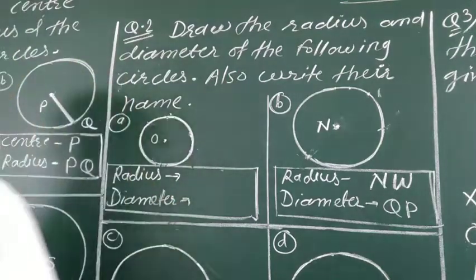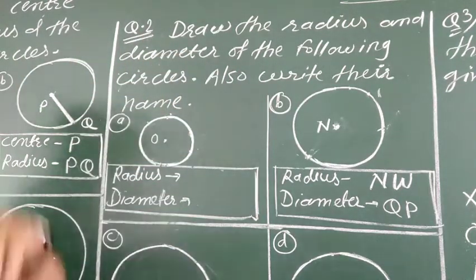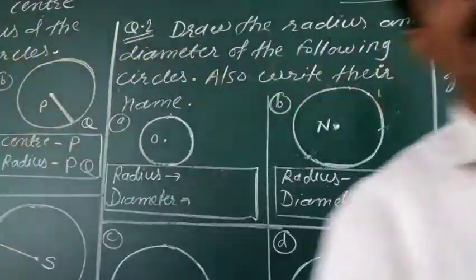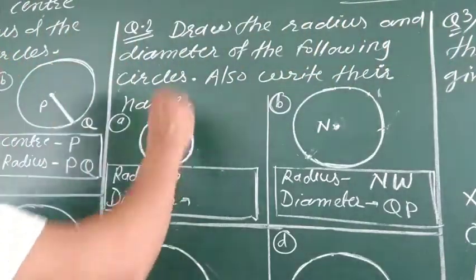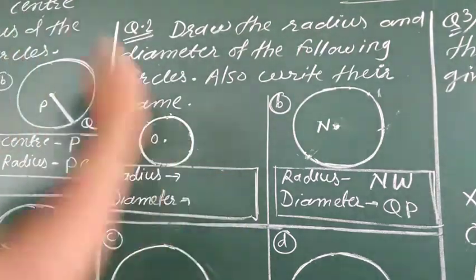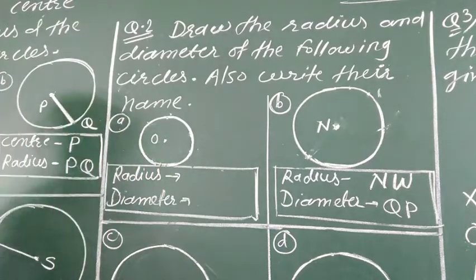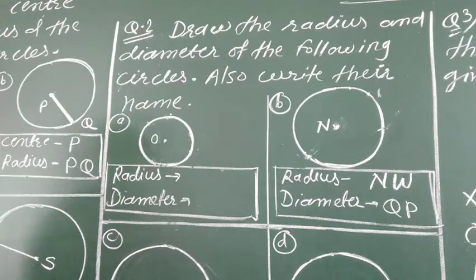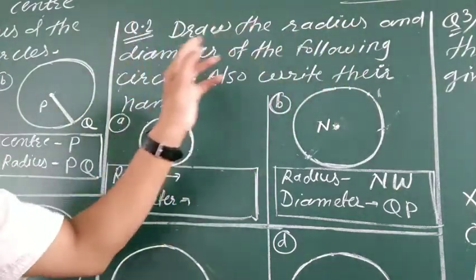Also write their names. Here are some circles given only with the center point. In these circles we have to draw the radius and then the diameter, and in the box we have to write the name of the radius and the name of the diameter. See, this is circle A, a circle with center point O. Now what do we have to draw here? We have to draw any one radius, and then a diameter.